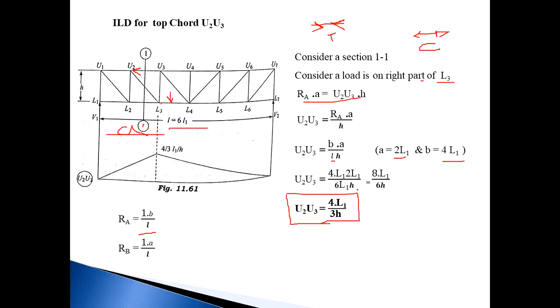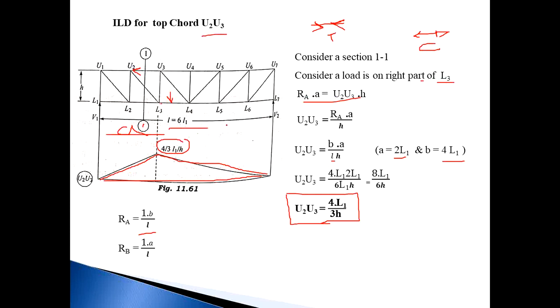Okay, so draw the compression side on the upper side of the baseline, take a projection from the U3 line, and plot 4 by 3 L1 upon H as a factor, that is 4 L1 upon 3H, and join by using a straight line. This is the ILD for top chord U2U3.